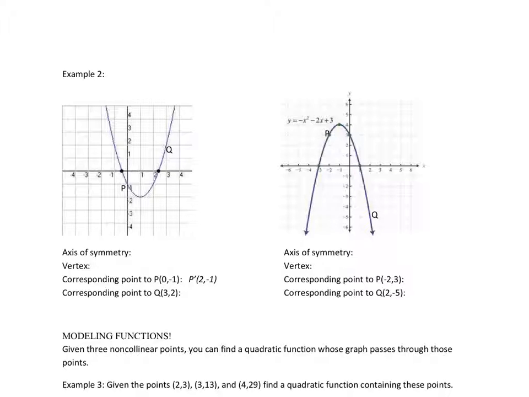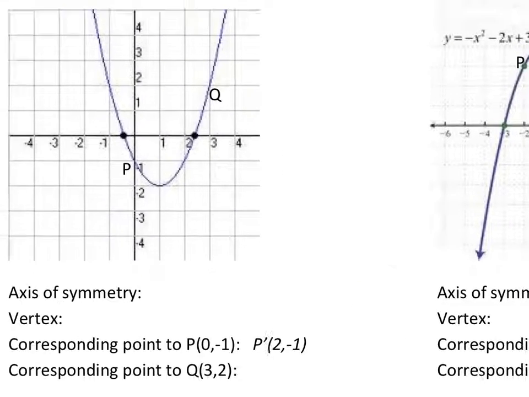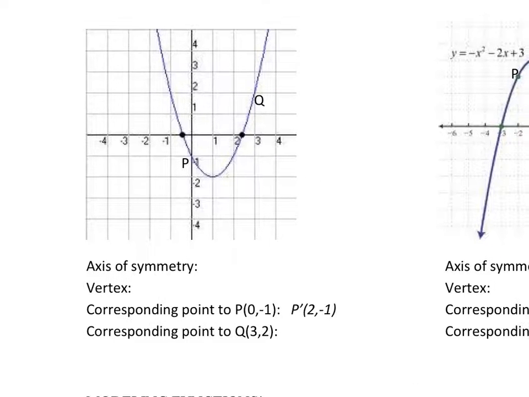All right, so let's look at these graphs and figure out all these things. So for this parabola, where is the axis of symmetry? 1. It's at 1, so how do we write that? Is it y equals 1 or x equals 1? X equals 1. All right, and then our vertex is where? What's the coordinate? 1, 0.